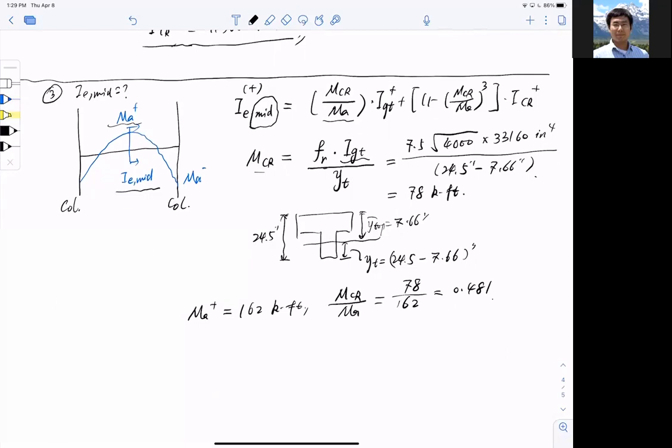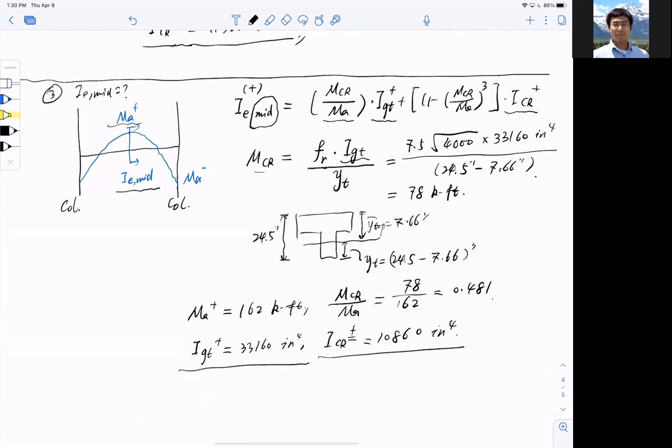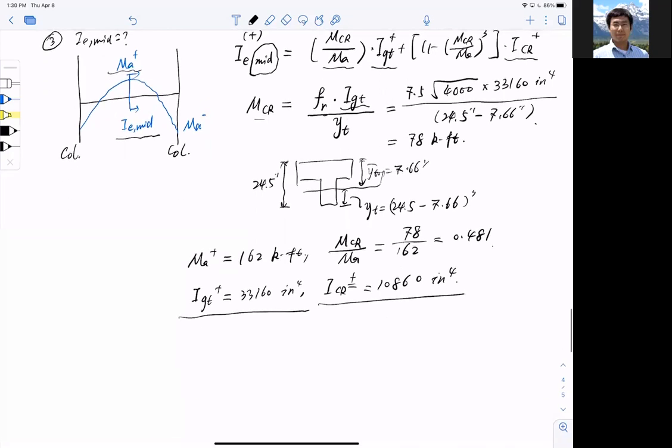Now, one thing I'm still lacking: I have this IGT already, but what about ICR? IGT positive is calculated as 33160 inch to the power 4. ICR, again this is positive, is 10860 inch to the power 4. How do I get this number? Well, follow the exercise in the last lecture. So this is IGT and ICR.